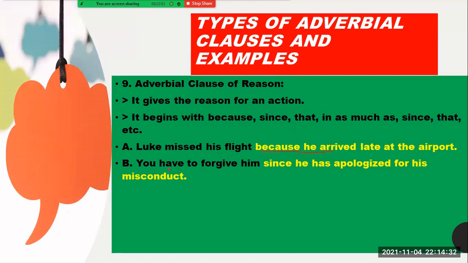Now, example B, you have to forgive him since he has apologized for his misconduct. Now, if we say you have to forgive him and the person you are talking to asks you why must I forgive him? Well, since he has apologized for his misconduct, that is the adverbial clause of reason.